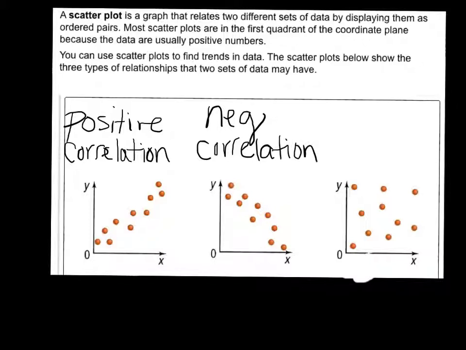Now, if you remember back from slope, it's very similar to slope. If the slope goes uphill, it's positive. If the slope goes downhill, it's negative. Same thing with correlation. If it goes uphill, it has a positive relationship or correlation. If it goes downhill, it has a negative correlation. And then finally, this last scatter plot doesn't really have any trend to it, so we're going to say that this one has no correlation. And those are the three different types of scatter plots that you would see.